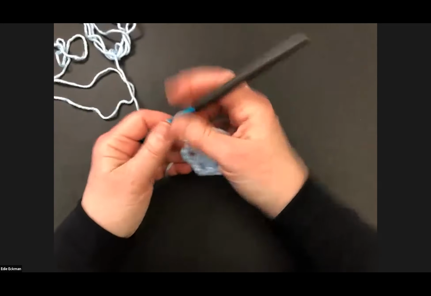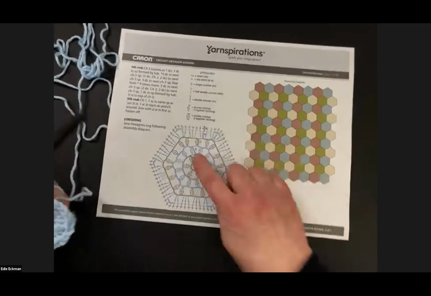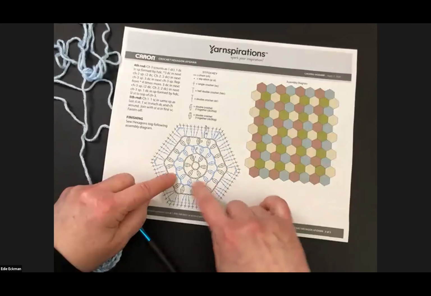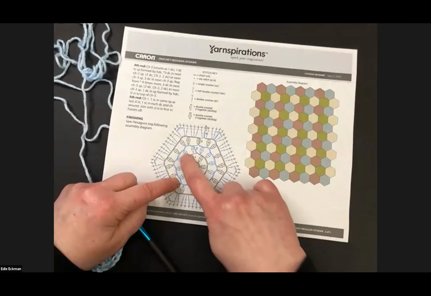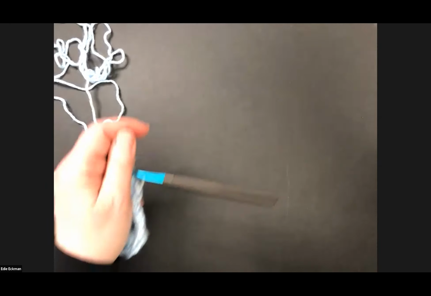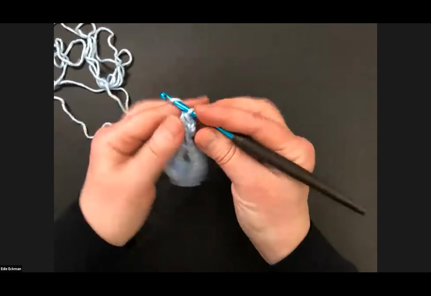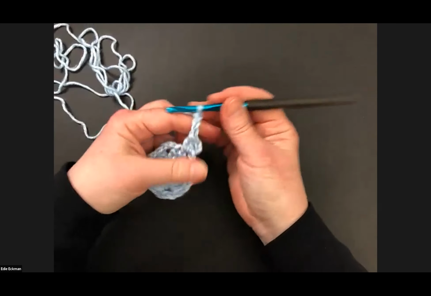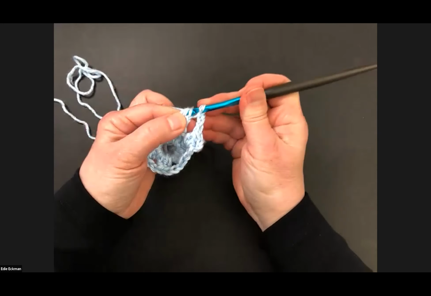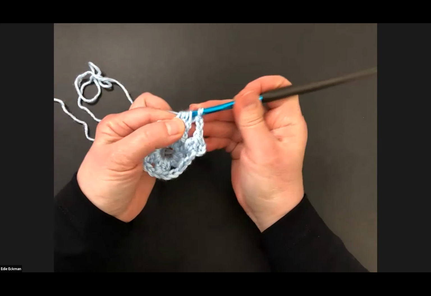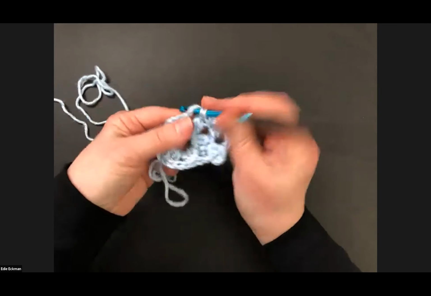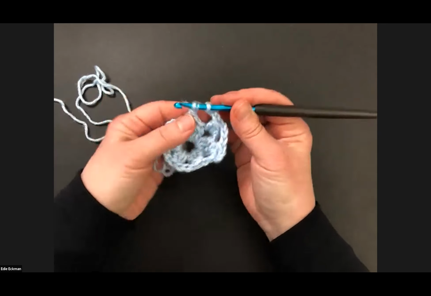Okay, so then I can look at my chart again on round 2 and see that, oh, well, all I have going on here is I'm putting clusters in each chain space and I have chain 3s between them. Done. Don't have to look at the pattern anymore. I'm going to do a chain 3, 1, 2, 3, and then a cluster in the next space. So, you know, I can talk to you or I can watch TV or whatever because I don't have to pay attention to the pattern at this point. For this whole round, I know where I'm going.